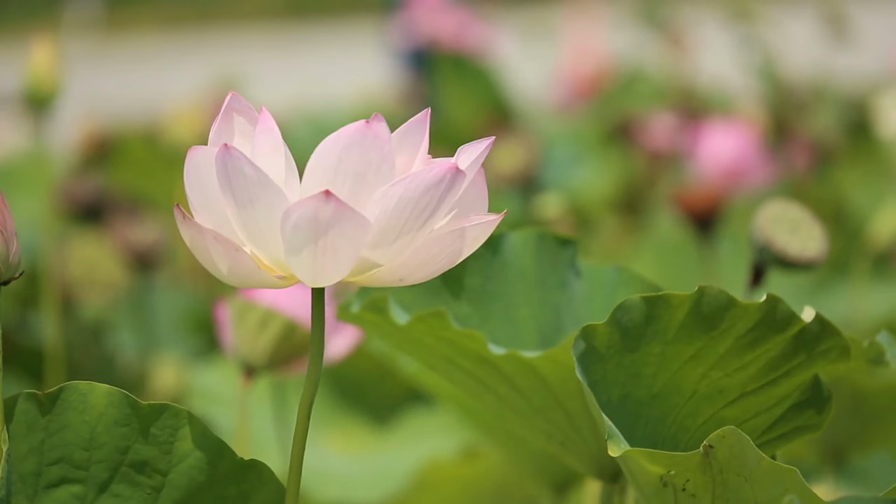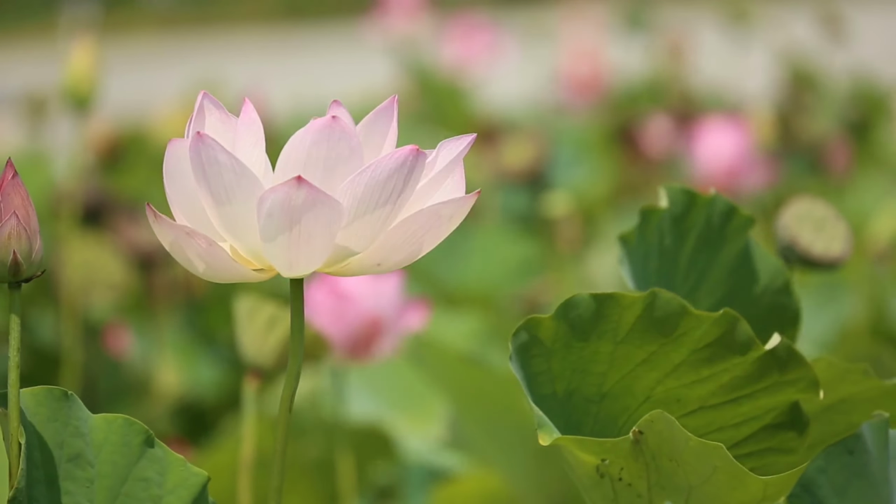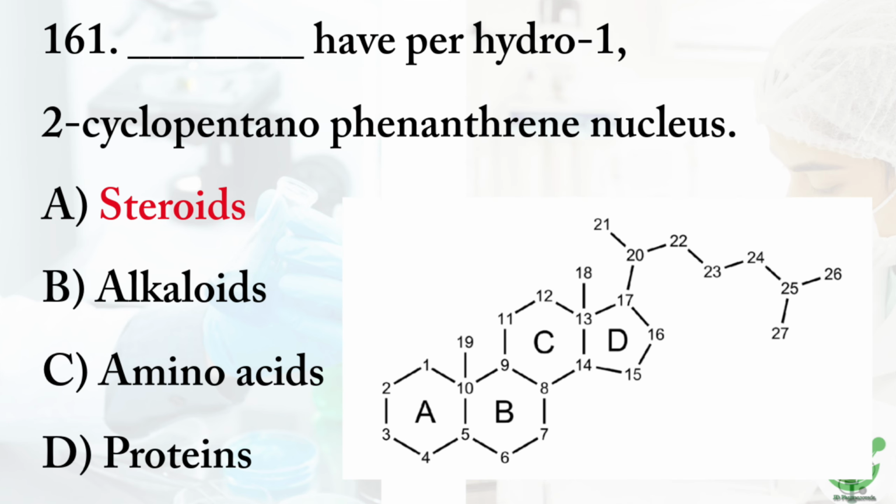Today in this video, let's continue the question series for TNPSC Drug Inspector. Question number 161. Dash have perhydro 1,2-cyclopentanophenanthrene nucleus. Options given are option A steroids, B alkaloids, C amino acids, D proteins. The correct answer is option A steroids.